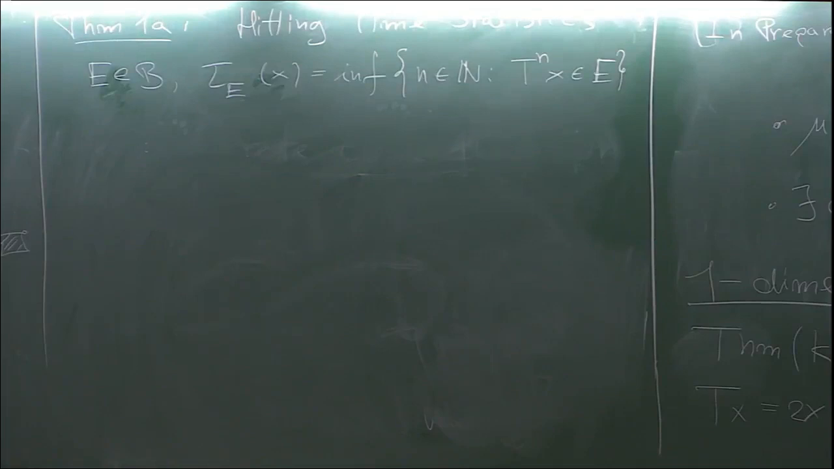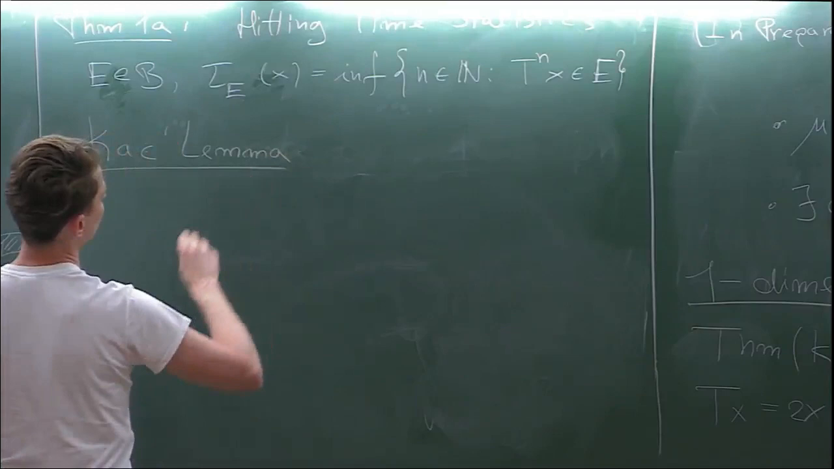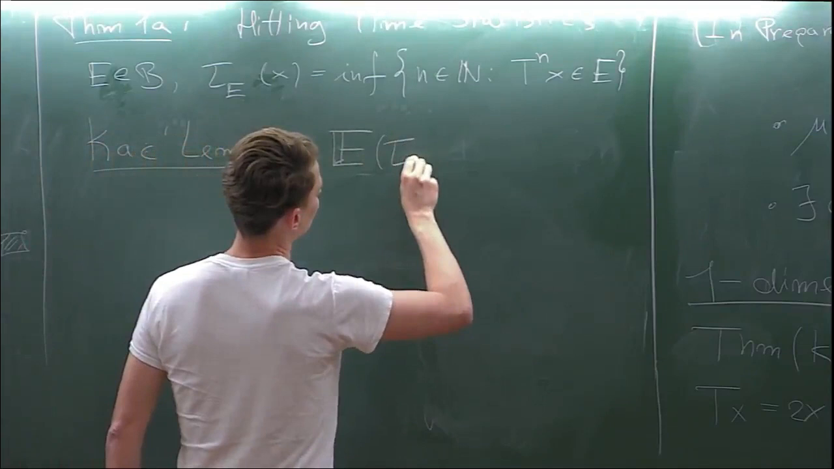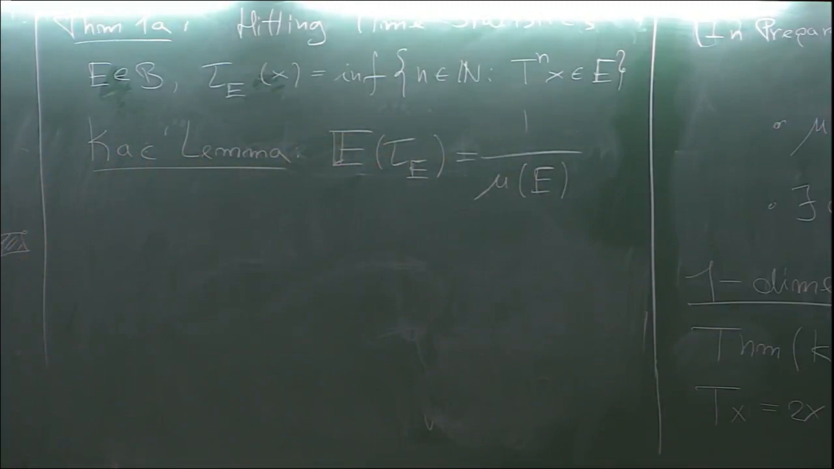Now there's an old lemma, Kac's lemma, that says, using also the assumption of ergodicity, that what we expect this first hitting time to be is 1 divided by the measure of the set E. Okay, so it makes sense. If we're trying to hit a small set, we would expect to jump around a long time. If the set is large, it shouldn't take that long to hit it the first time.